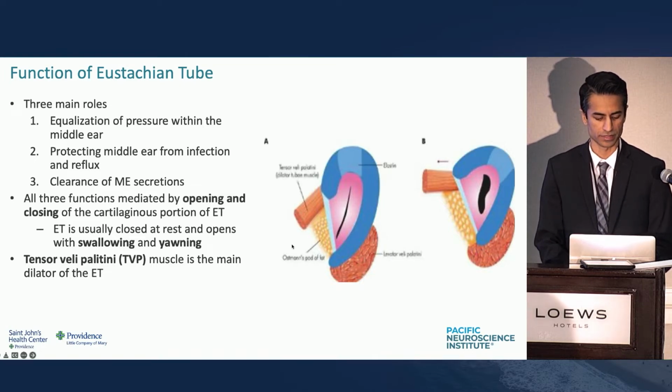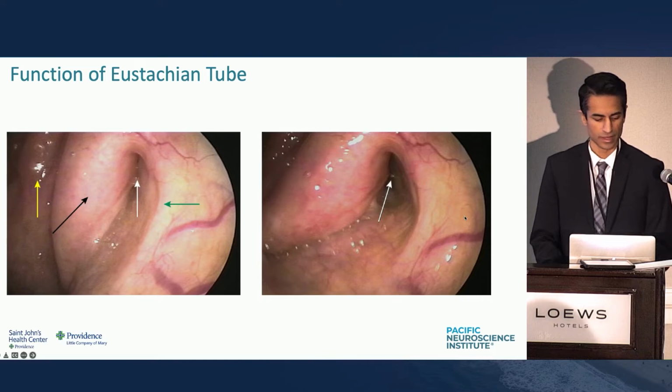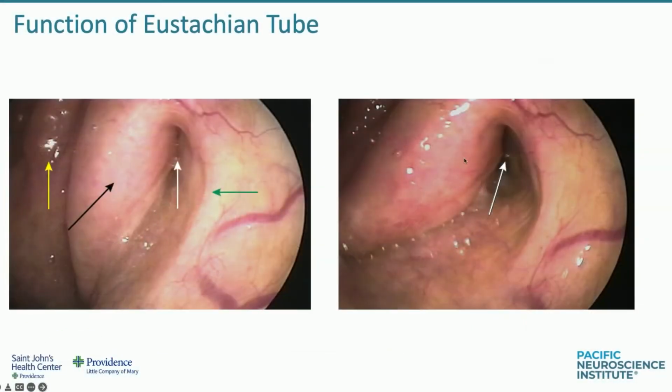And like I mentioned, the tensor veli palatini, which is this muscle here, is the main dilator of the eustachian tube. So when this contracts, it causes the eustachian tube to open and that pressure to equalize and that fluid to be released. And this is just an anatomic view of that in the nasopharynx. So this is the tensor veli palatini contracting and opening up the eustachian tube, and this is the opening of it there.